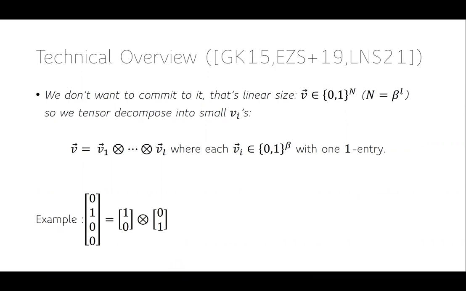The key idea is that if we have this vector I, which has exactly one, one, and all zeros in all the other places, then we can tensor decompose it into smaller vectors vi's, where each vi has length beta, it's binary, and it has exactly one, one. So for example, yeah, it's a very small example. The 0, 1, 0, 0 vector can be decomposed as (1, 0) tensor (0, 1).